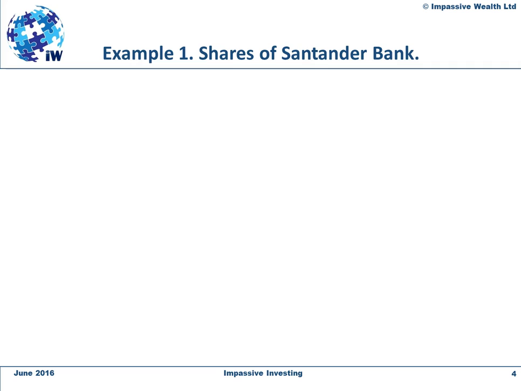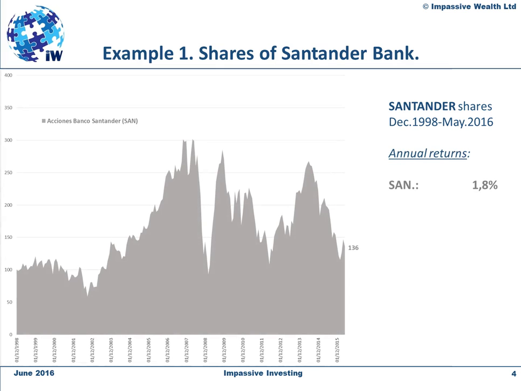Let's take a look at two examples. One example, as I said, this can be used with any asset. So we picked the shares of the Santander Bank, a Spanish multinational bank, from December 1998 to May 2016. So what happened there? Well, you get a paltry 1.8% annualized return. So the shares have been trading flat for all this time, right? Up and down, lots of volatility, but at the end of the day, from beginning to end, 100 to 136, 36% in a lot of years.